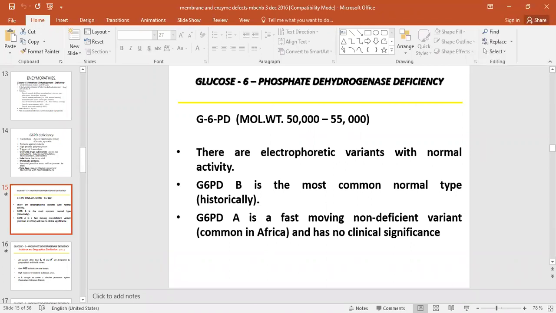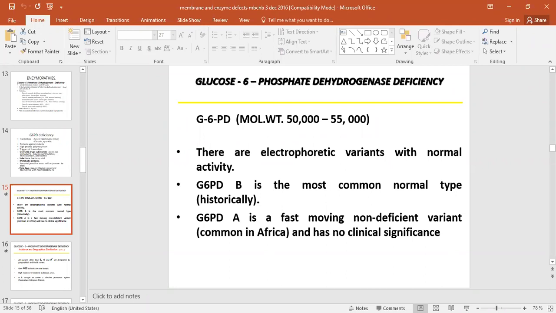G6PD, ladies and gentlemen, is also said to be the most common normal type, historically speaking, of enzyme disorders. Okay, it's also a fast-moving non-deficient variant that is common in the Africans. They say it's a fast-moving non-deficient variant and has no clinical significance. And I guess this is the reason why I initially teased us a little bit by asking how many of us have seen a patient with G6PD.